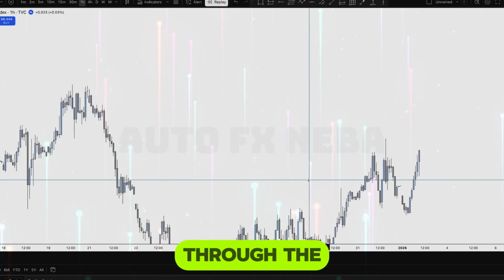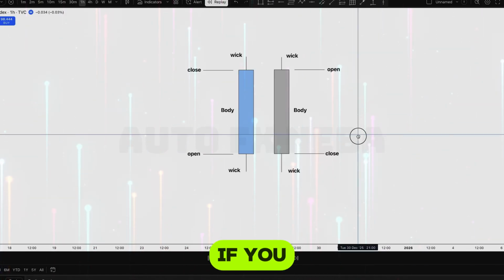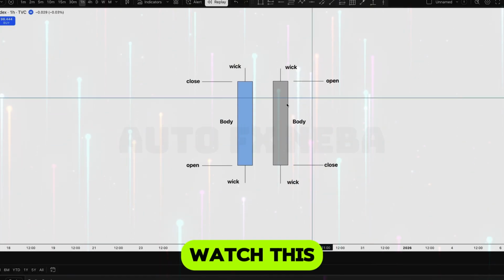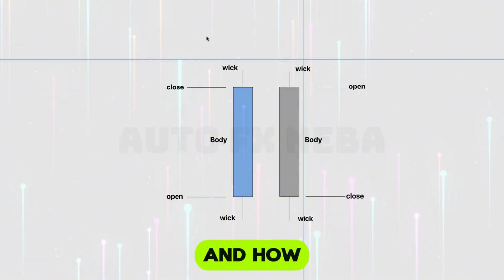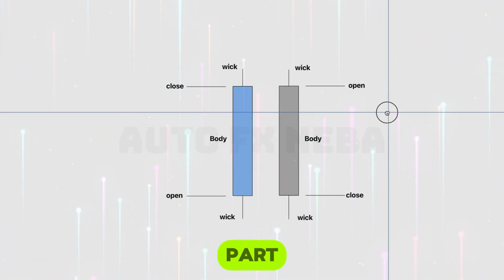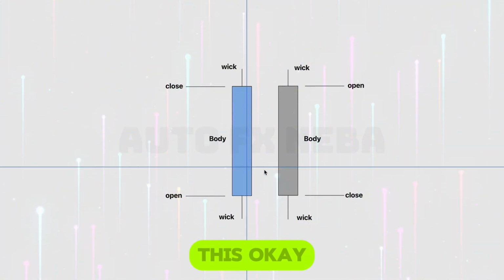Now, to talk you through the anatomy of these candles, and even if you think you understand candles, you should watch this, because we're gonna go deep into why the candles are doing what they're doing and how we read them, which is the more important part. Each of the candles looks like this, okay?